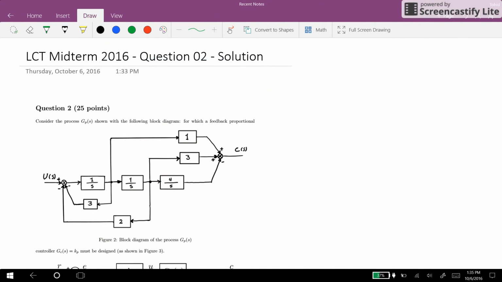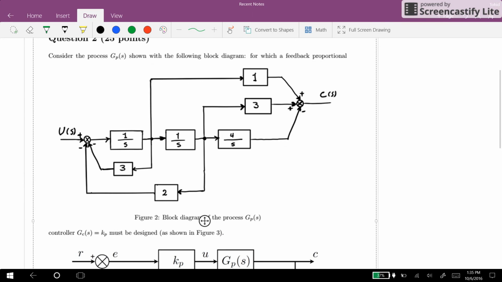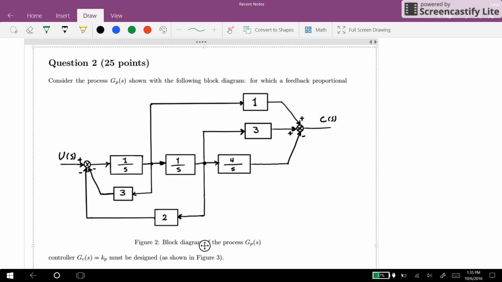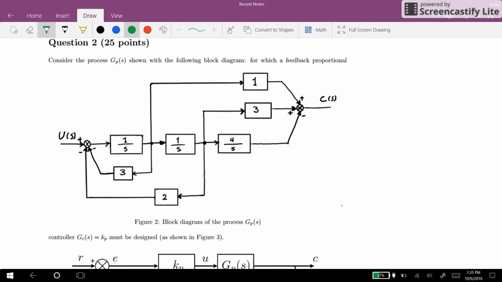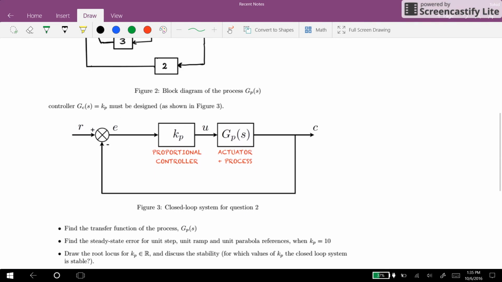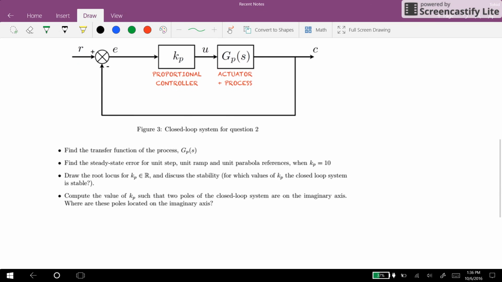Hi everyone. In this video, I will provide you the solution for the second question of the midterm exam that we had. The question is here. We have a block diagram of the process GP, in which we have the input to the process U and the output of the process, and there are some blocks in between. And we will have the GP inside the feedback loop with the unity negative feedback and the proportional controller provided as the KP.